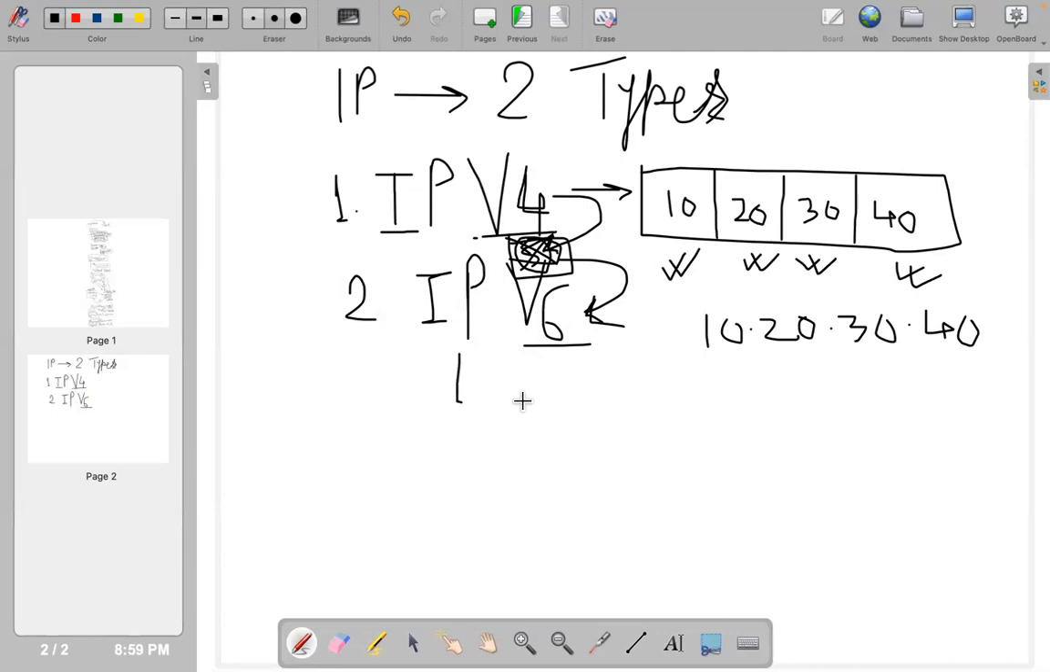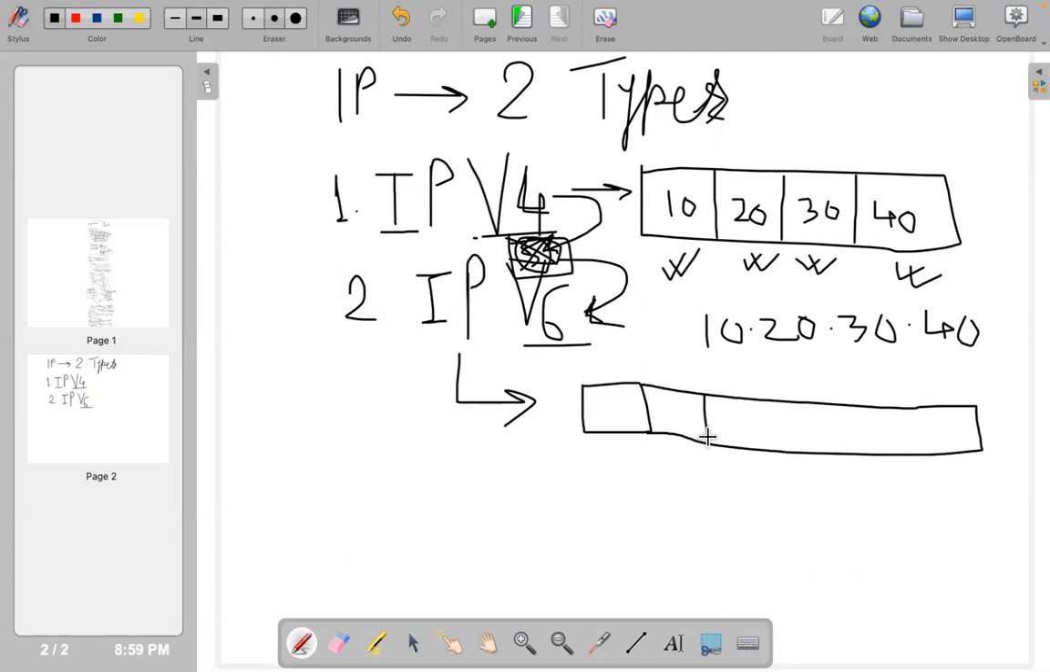Now comes the picture of IPv6. In IPv6, the IP address looks the same thing, but two octets more. So 1, 2, 3, 4, 5, 6. So this might be like 10, 20, 30, 40, 60. So you see how many octets there are: this is the first octet, second octet, third octet, fourth octet, fifth octet, and sixth octet.